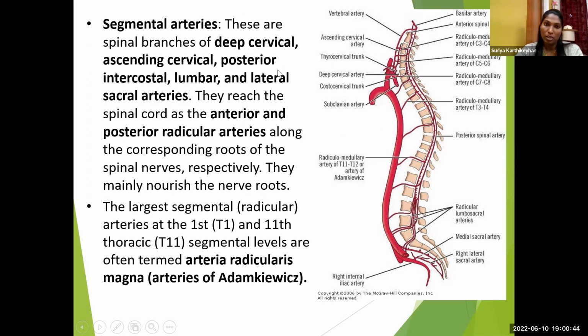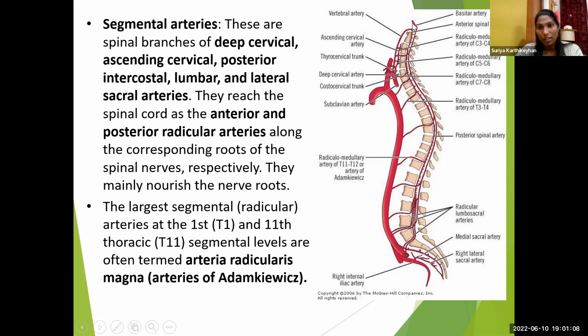Not all are direct branches from the aorta. Some are branches from the subclavian artery, some from the external carotid artery, some from the descending aorta, and some from the abdominal aorta. These segmental arteries run radially. They are called radicular arteries. They run radially and supply the spinal cord.